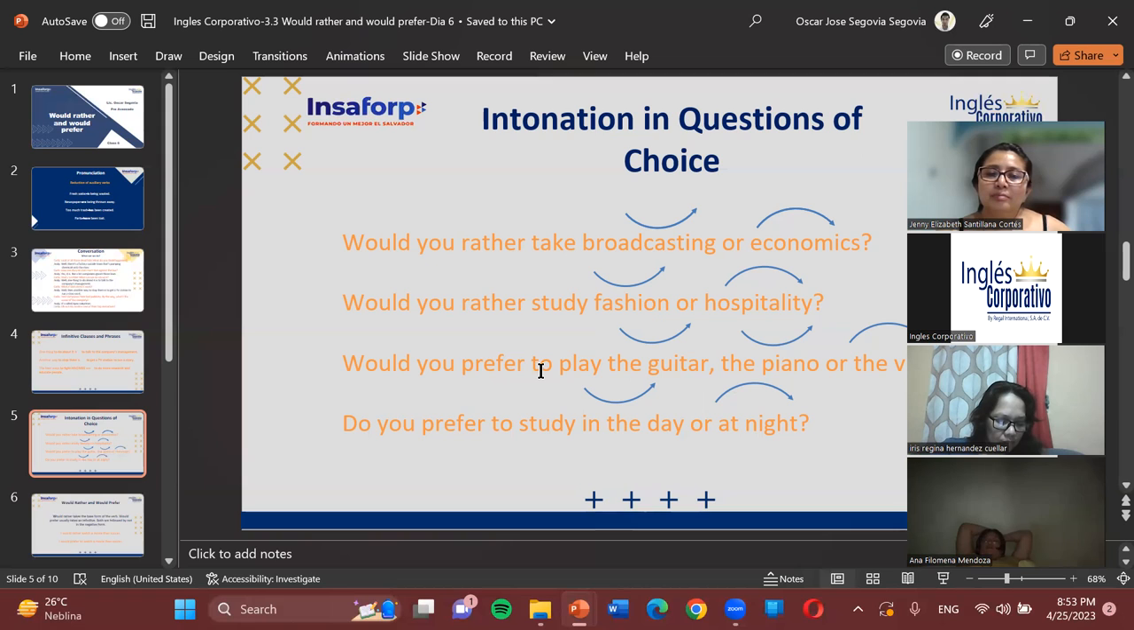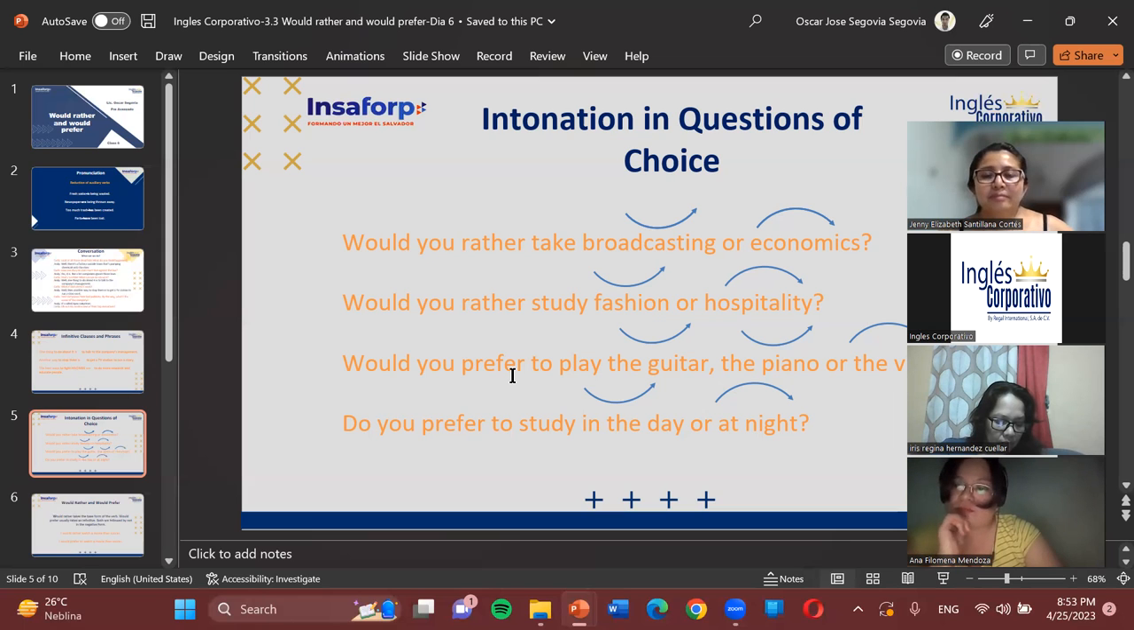Would you prefer to play the guitar, the piano, or the violin? Se supone que la persona a la que le están preguntando puede tocar pues todos esos instrumentos. Así que simplemente es la preferencia de ahorita. ¿Qué prefieres hacer en este momento? ¿Qué instrumento tocarías, digamos? O sea, que es algo más trivial, digamos. Es algo más trivial, no es algo tan importante. Entonces, en cambio, el rather es para cosas más importantes, cosas más, like, deeper.